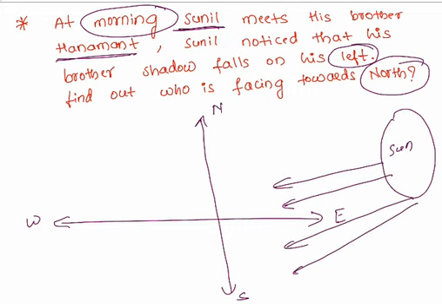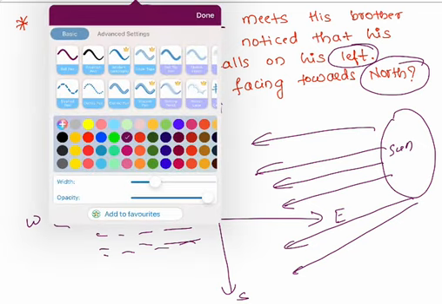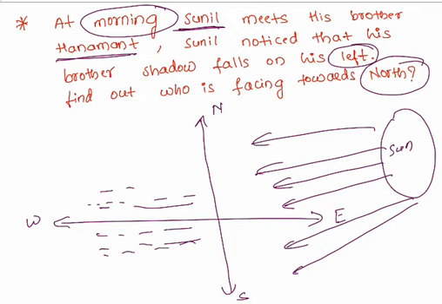Means the shadow is here. Whether facing north or south, both shadows fall on this side. Question: Sunil meets his brother Hanumant. Sunil noticed that his brother's shadow falls on his left. For example, if you take Sunil facing towards north, Sunil is standing here.